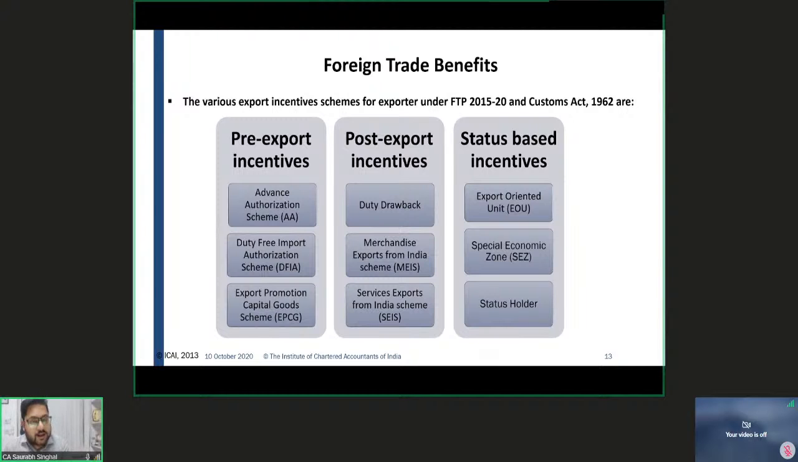Now these schemes can be divided into 3 categories based on whether the scheme is pre-export, that is you can avail this scheme before even exporting, or post-export, that is you can avail this scheme after you have exported, or whether those schemes are status based. If any status is what I have got, then I will get that scheme or that promotion. So these are the three categories under which we can divide the foreign trade policy. The first one being pre-export incentives. Pre-export incentives means incentives which are given to a person even before he has exported the goods or the services.